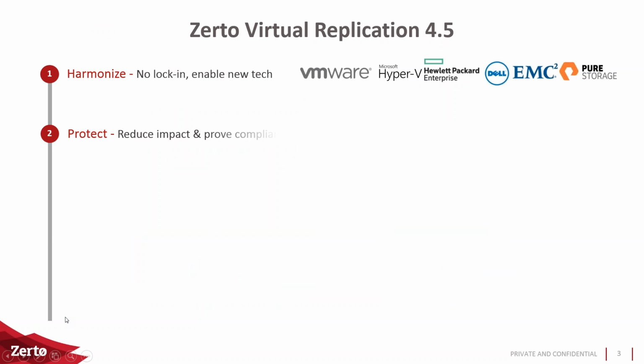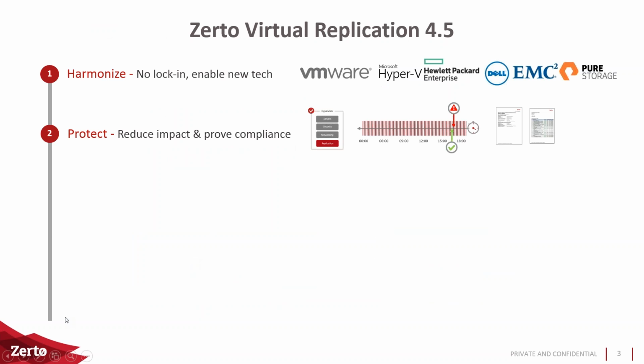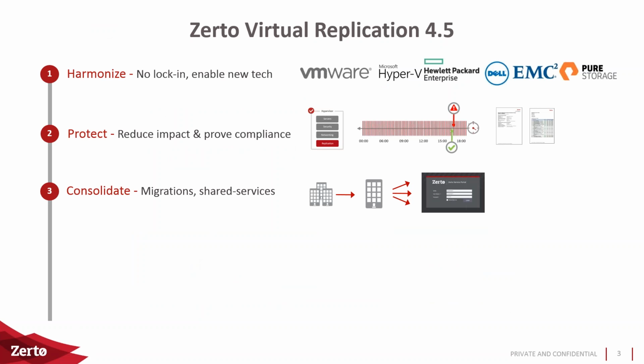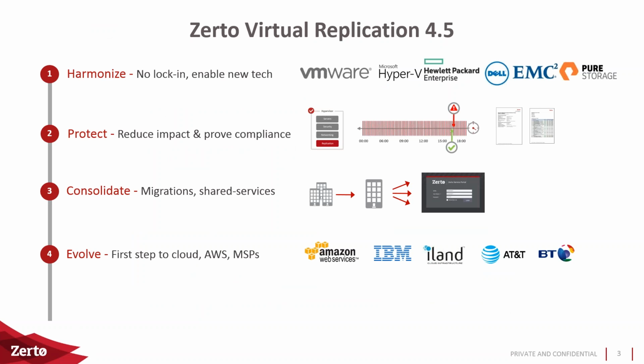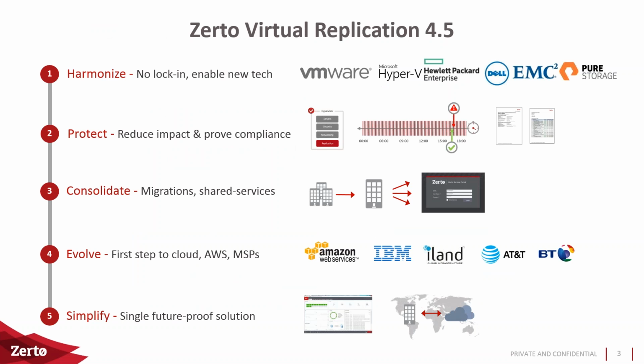So if we look at virtual replication 4.5, first, no lock-in. We work with different hypervisors. We work with different kinds of storage. We want to make sure that we're removing barriers to innovation. And you can see we have quite a few partners up there that we work with. And we have a special relationship with HP. And I don't know if it's special, but I say that just because Shannon, who's on the call, has done a lot of work with them around APIs. So Shannon, can you talk a little bit about that?